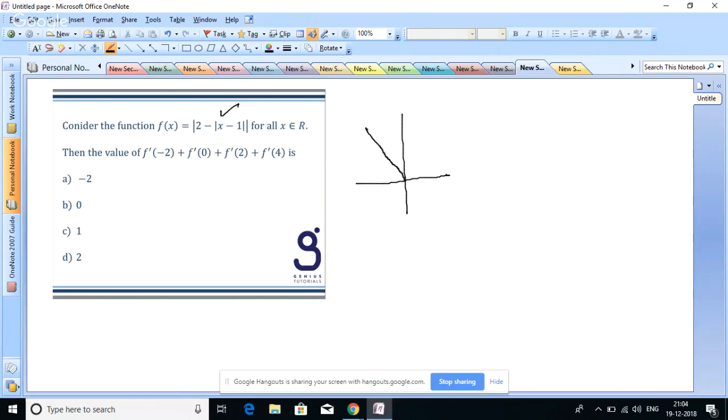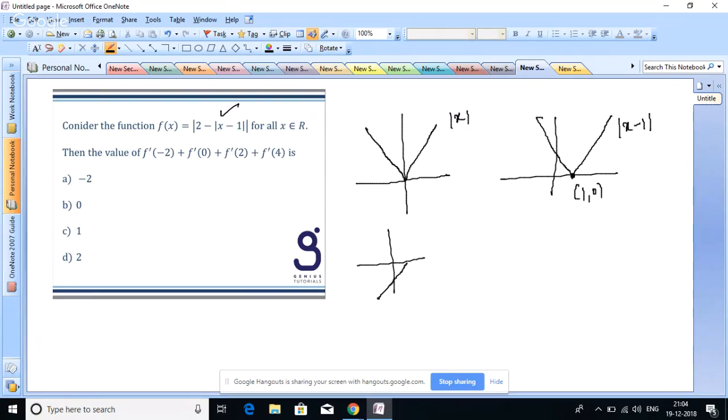See, this is the graph of mod x. And if it is changed to x minus 1, the graph will be like this, and this point will be 1, 0. This is the graph of mod x minus 1. And when we multiply it by a minus sign, the graph is like this. This is the graph of minus of mod x minus 1. And if I add 2 to this, the graph is like this. This is the graph of 2 minus mod of x minus 1. And if I take mod of this, the graph is like this.